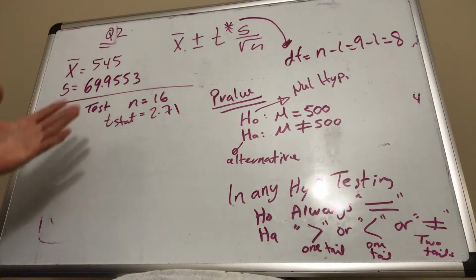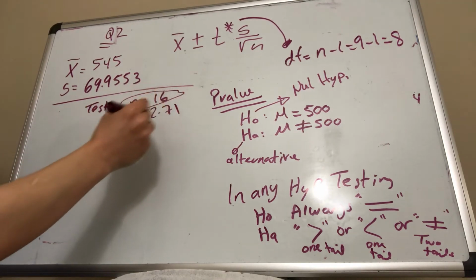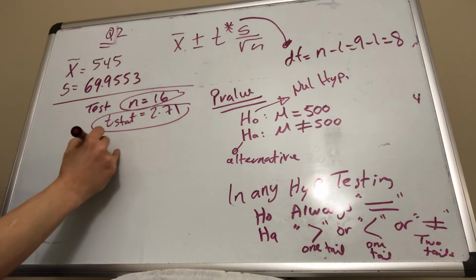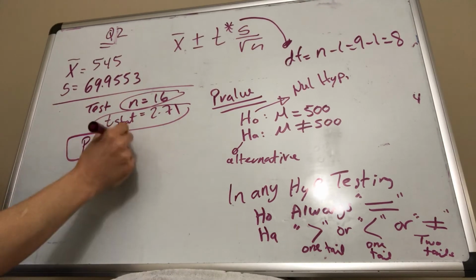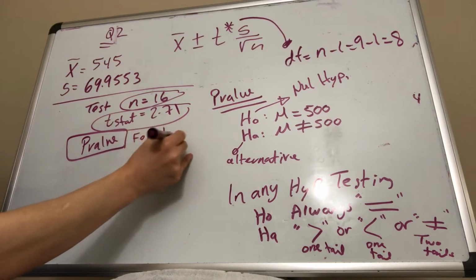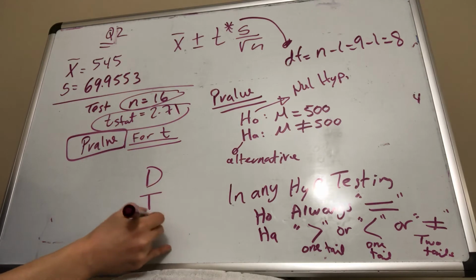Okay, so we go back to the question. In the question, they tell you it's a sample of 16. T-stat is 2.71. What's the p-value? The p-value for t, we need to do what's called the DTT.